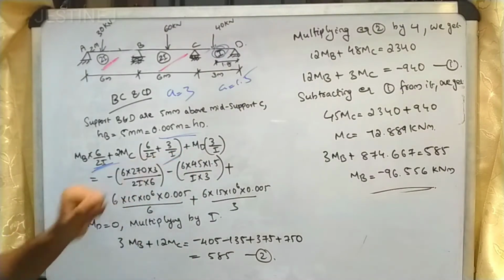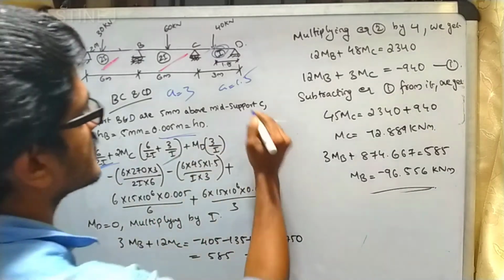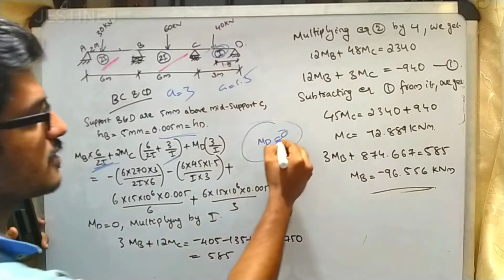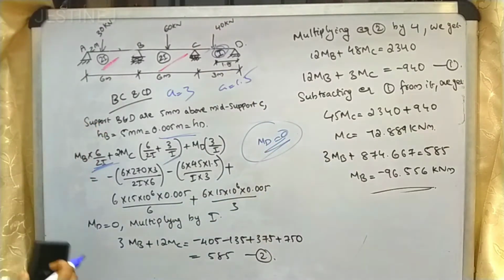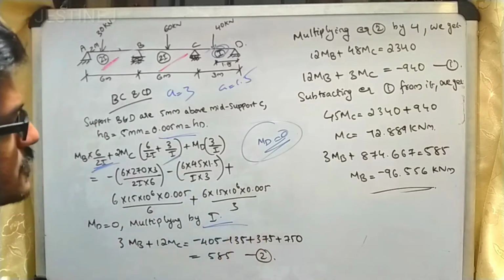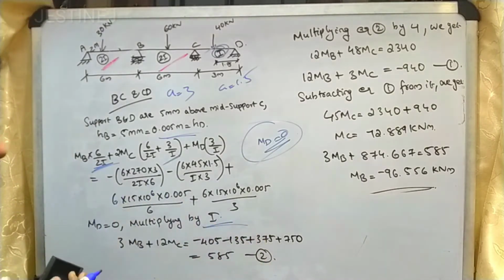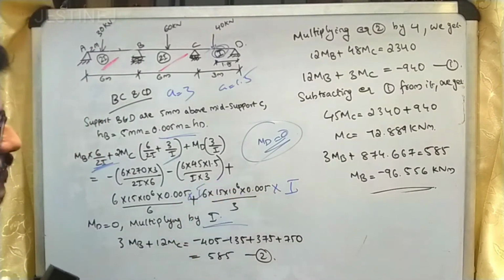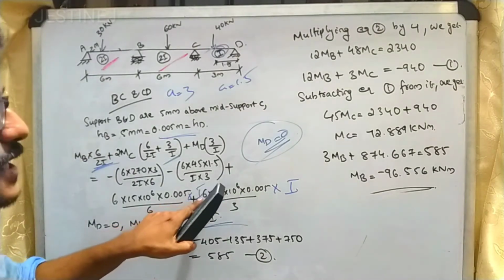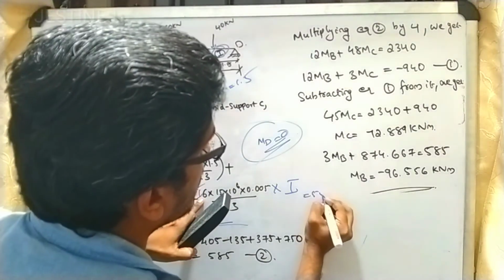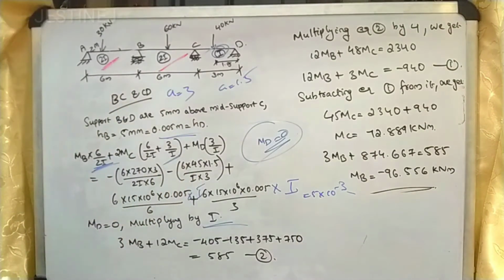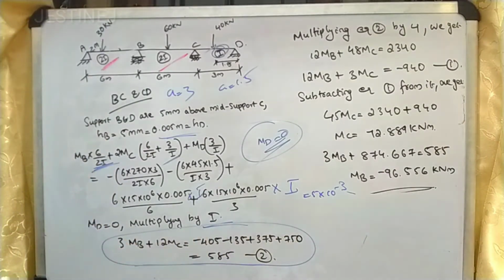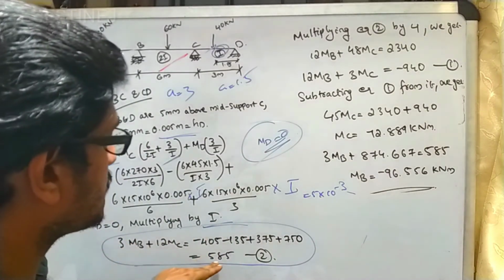And if you substitute the values, in this case MD is going to be 0. Why? It is the end, a simply supported end, and the final value is going to be 0. And here for easiness, we are multiplying throughout with I. So if you multiply throughout with I, here one term will become I, and here also one term is going to become I. Okay, so you have to provide that I value as 5 multiplied by 10 raised to minus 3. Okay, that you have to substitute, and finally if you substitute the values, you will get the equation in this format, that is 3 MB plus 12 MC equal to 585.